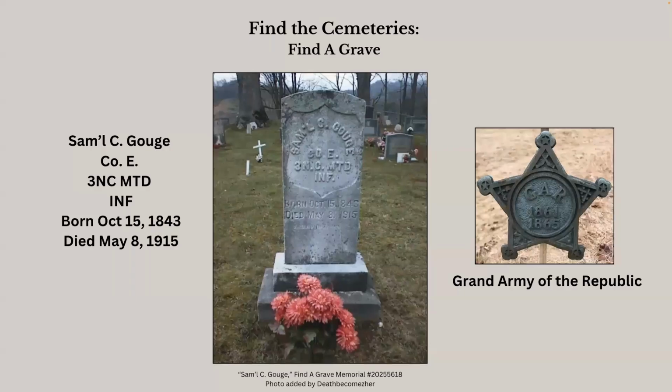Let's look for cemeteries. Cemeteries are another great source for information. Do you know where your ancestor is buried? Because you can learn a lot by looking at a tombstone, and there may be indication of Civil War service. So this is a picture of a gravestone from Find a Grave, which is a website owned by Ancestry. And as of this year, 2024, the site claimed they have more than 248 million memorials online. So that's always a good place to search.